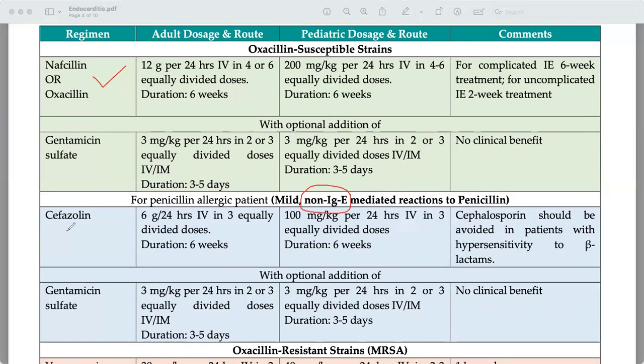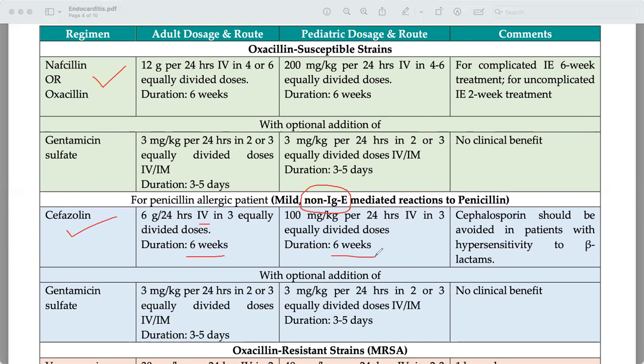Then it is okay to give the drug from cephalosporin. And this drug will not cause delayed rash or gastrointestinal upset like nafcillin or oxacillin. Cefazolin, adult dose is 6 gram per 24 hours intravenous in 3 equally divided doses, and duration is 6 weeks. And for pediatric, 100 milligram per kg per 24 hours intravenous in 3 equally divided doses.